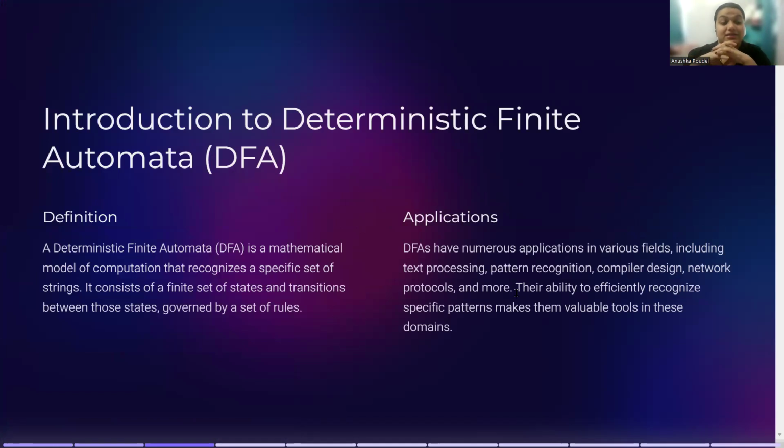What exactly is it? It is a mathematical model of computation that recognizes a specific set of strings. The specific set of strings have a unidirectional composition. That means the data can be transferred from one end to the other end. It consists of a finite set of states, which can be understood as Q1, Q2, Q3, and the transitions between those states are governed by a set of rules. DFA have numerous applications in various fields, including text processing, pattern recognition, compiler design, network protocols, and more. Their ability to efficiently recognize specific patterns makes them a valuable tool in this domain. We'll also be exploring some of this in the later slides.